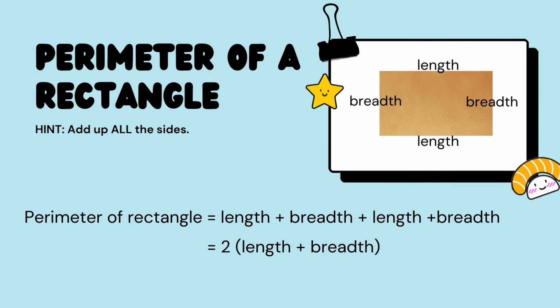Now let's look at the perimeter of a rectangle. As you know, a rectangle doesn't have all the same sides. We have 2 equal lengths and 2 equal breadths. To find the perimeter of a rectangle, it is actually the same: we add up all the sides. So length plus breadth plus length plus breadth. We can make it into short form: 2 multiplied by (length plus breadth). So you add up one length and one breadth, and then you multiply that by 2.